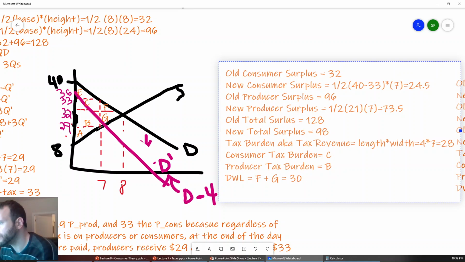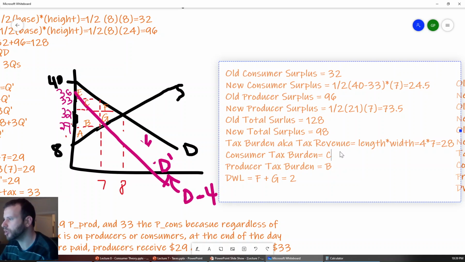This should be then 2, right? Sorry, I forgot to take the tax revenue out from my total surplus, my old minus new total surplus. Because tax revenue won't be included in total surplus the way that I typically calculate it.